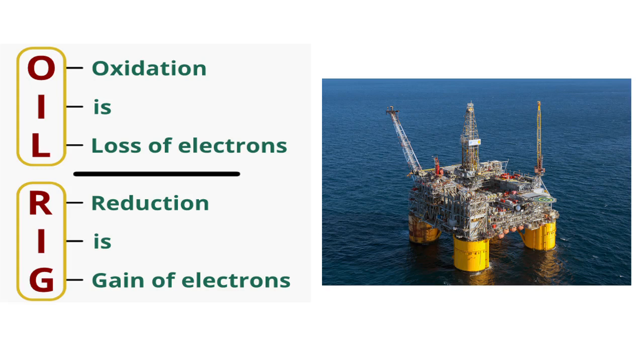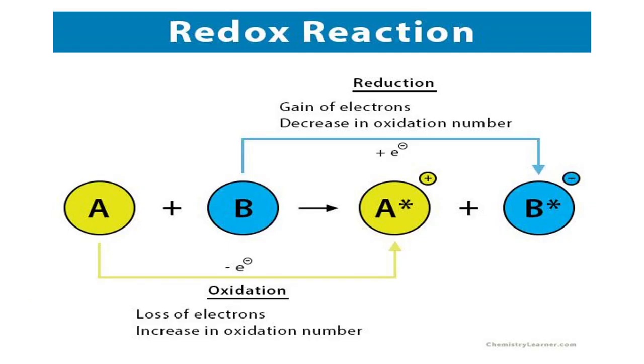OIL RIG is how you remember it. Oxidation is the loss of electrons, reduction is the gain, and these always happen at the same time in what we call redox reactions. I've included a picture of an oil rig because I realized a lot of kids don't actually know what an oil rig is. So there's a picture of one just so you know. So a redox reaction, they always happen at the same time. A has lost electrons, it becomes positive. B has gained electrons, it's reduced, it becomes negative.